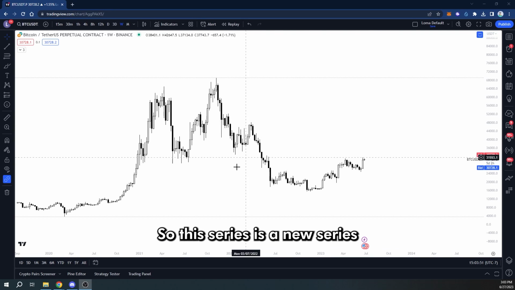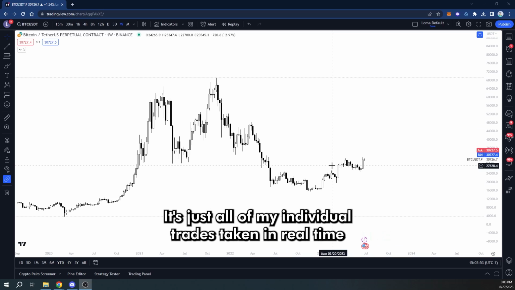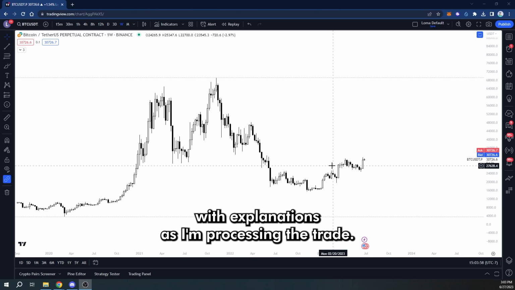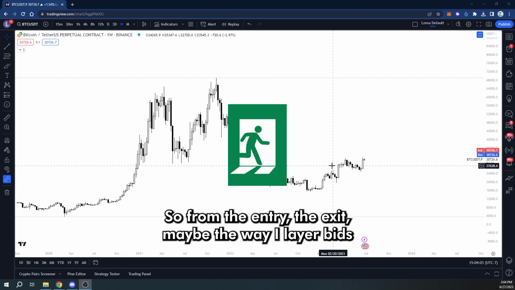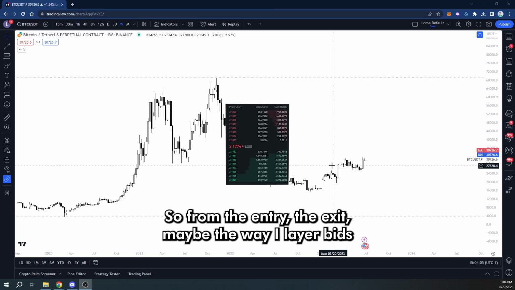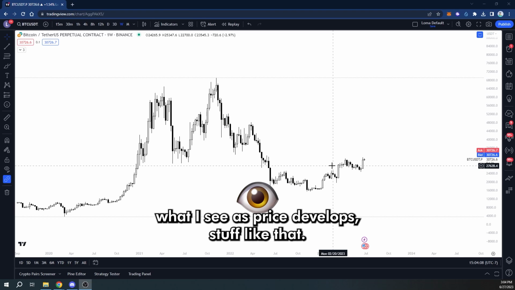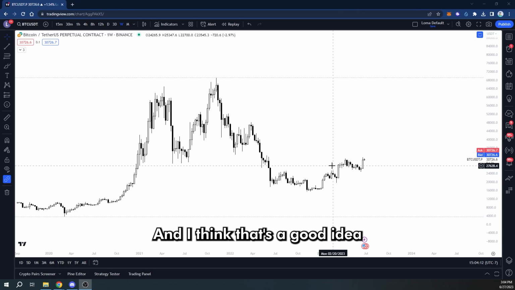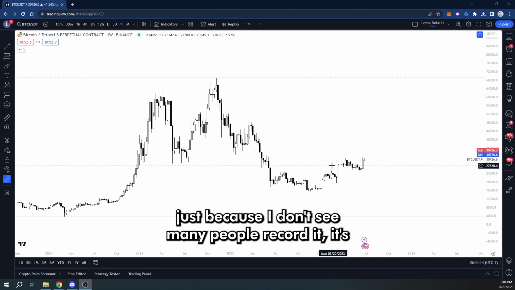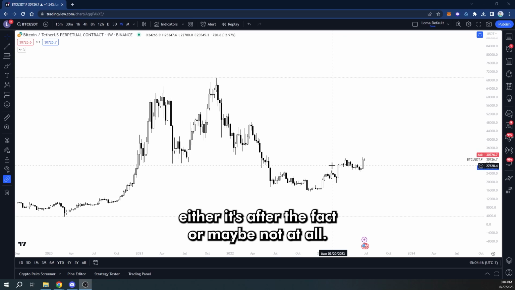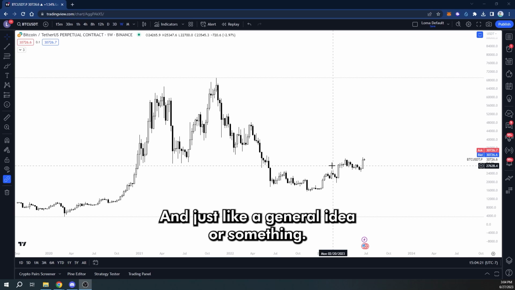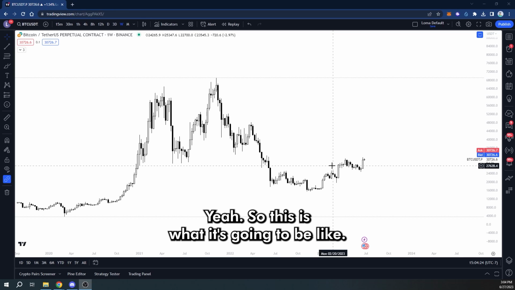So this is a new series that I'm going to be recording. It's all of my individual trades taken in real time, with explanations as I'm processing the trade. So from the entry, the exit, maybe the way I layer bids, what I see as price develops, stuff like that. I think that's a good idea just because I don't see many people record it. It's either after the fact or maybe not at all, right? And just like a general idea or something. Yeah, so this is what it's going to be like.